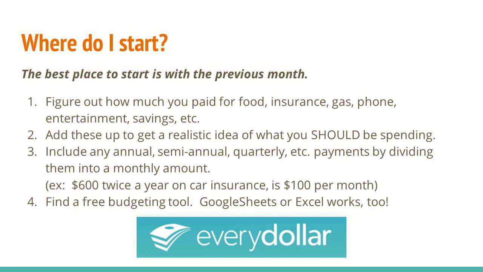As you're including things, make sure that you're including any expenses that happen maybe semi-annually or quarterly or annually. Insurance payments, car insurance, for example, is often paid semi-annually. You want to include these in your monthly expenses by taking the value and dividing it so instead it's a monthly expense.